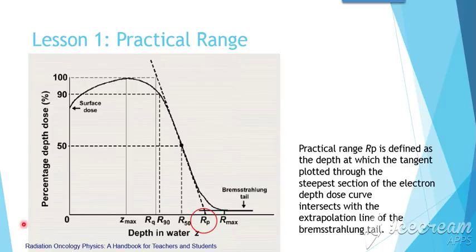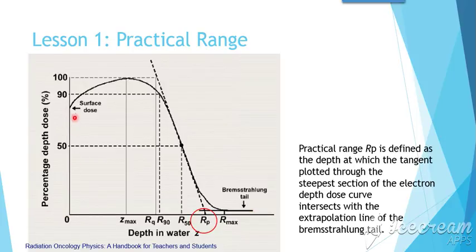Practical range is a concept in which we look at the actual distance from the surface of the skin in which an electron can deposit most of its energy. So there is a formula for this, but essentially it is visible on this graph.